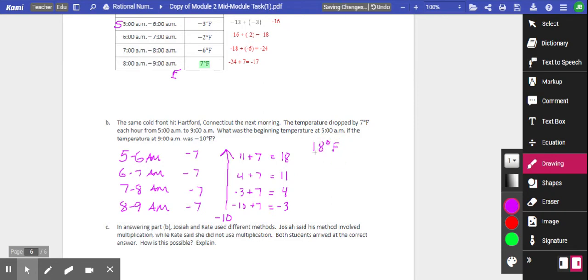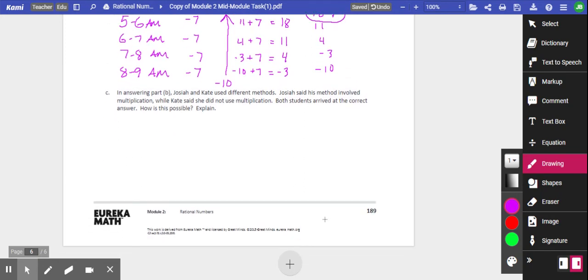So let's check this though. 18 minus 7 is 11. Minus 7 is 4. Minus 7 is negative 3. Minus 7 is negative 10, and that's where we end up. So our answer here is 18 degrees Fahrenheit.